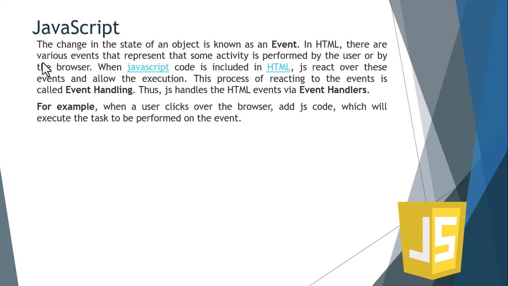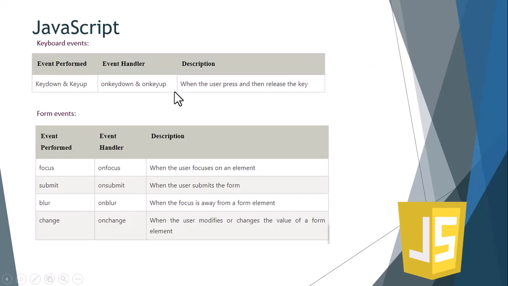For example, when a user clicks over the browser and adds JS code, which will execute the task to be performed on the event. Now here are the keyboard events. The events performed, the event handler and their description. Key down and key up, so the event handlers are onkeydown and onkeyup. This is the description: when the user presses and then releases the key.